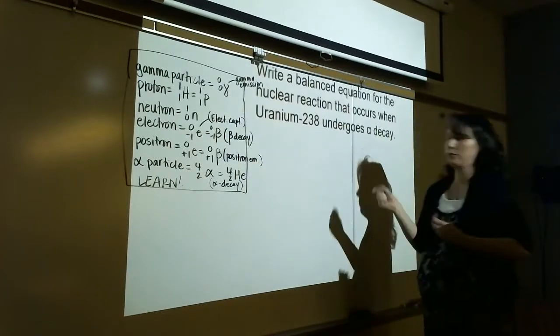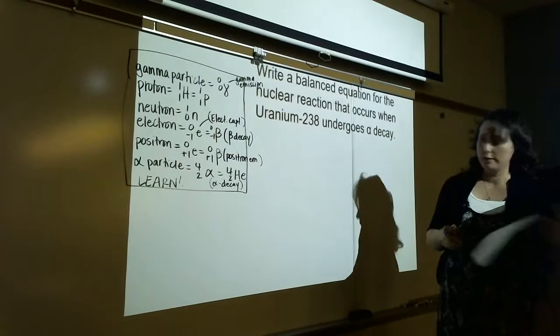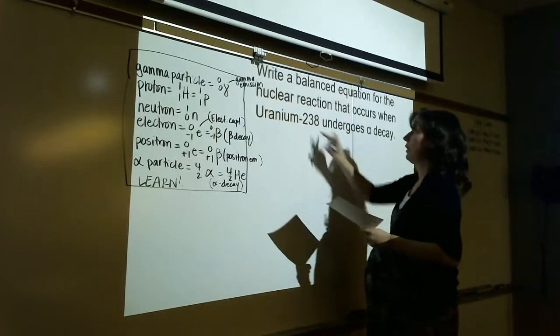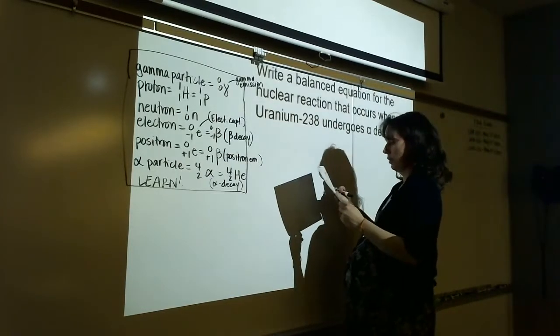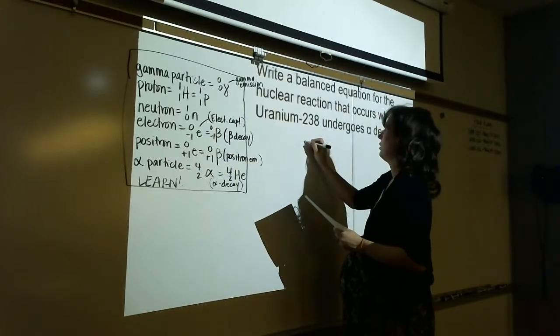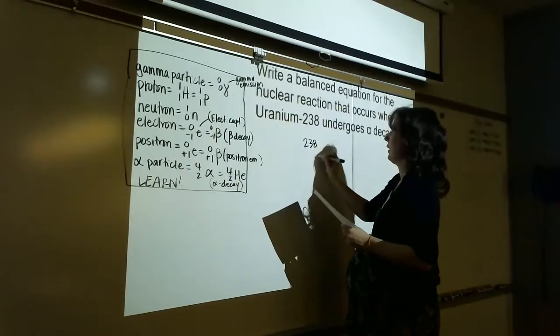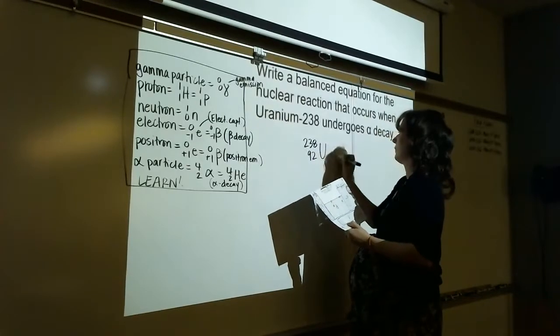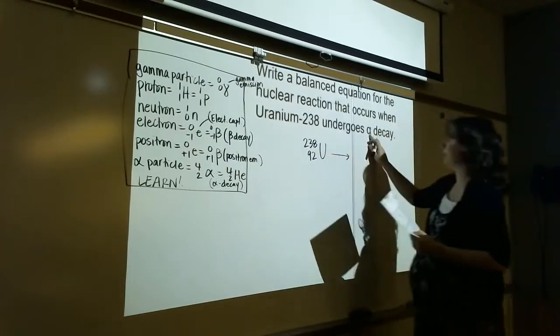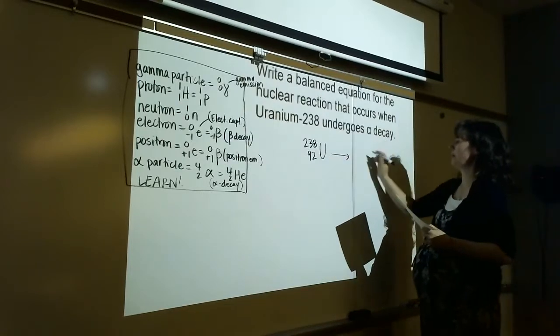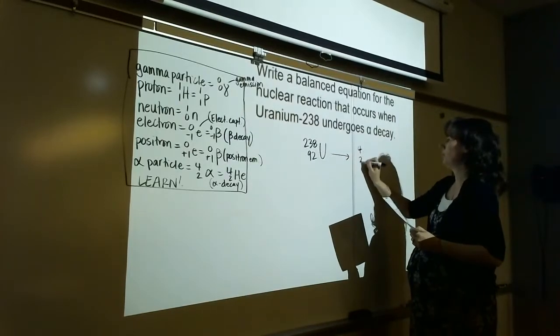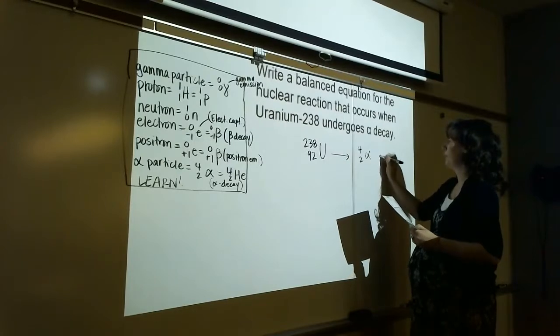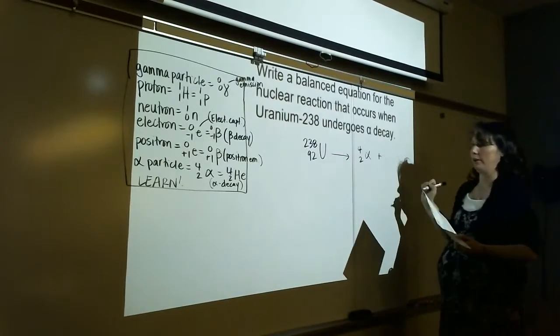We've got uranium-238, so we're going to need our periodic table. Uranium-238, so 238, and the atomic number of uranium is 92. And it's undergoing alpha decay, so that means we're going to be producing an alpha particle, 4, 2, alpha. And then we just need to figure out what else.